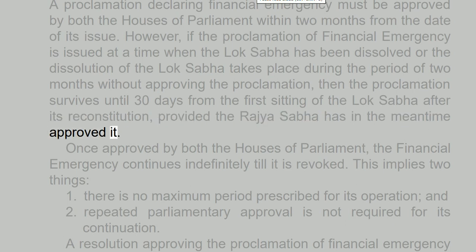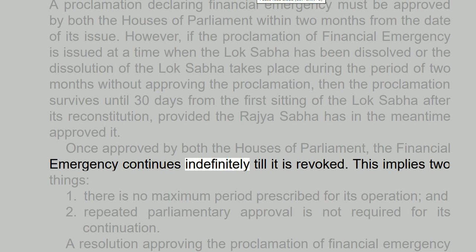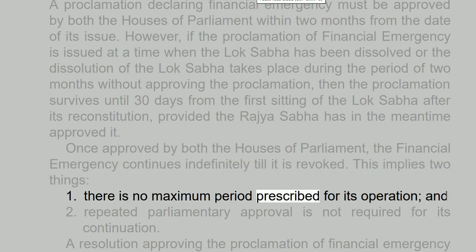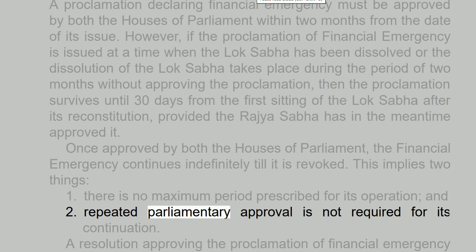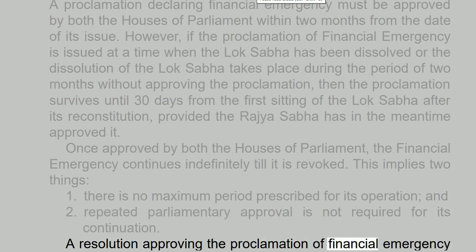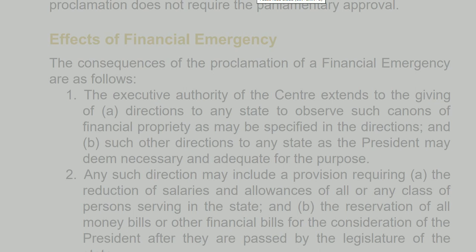Once approved by both the Houses of Parliament, the financial emergency continues indefinitely till it is revoked. This implies 2 things. 1. There is no maximum period prescribed for its operation, and 2. Repeated parliamentary approval is not required for its continuation. A resolution approving the proclamation of financial emergency can be passed by either House of Parliament only by a simple majority, that is, a majority of the members of that House present and voting. A proclamation of financial emergency may be revoked by the President at any time by a subsequent proclamation. Such a proclamation does not require the parliamentary approval.